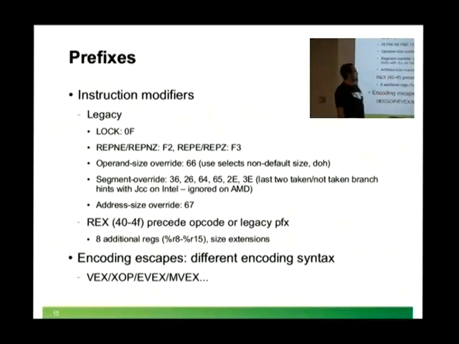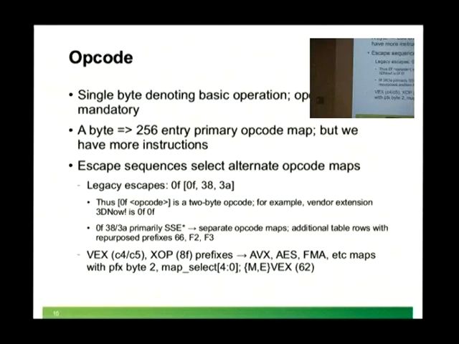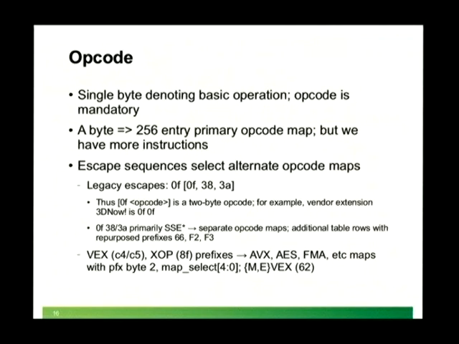Address size override. Then there's the REX prefix. The REX prefix is actually 16 prefixes, 40 to 4F, which is the AMD64 extension. And you laugh, I know why. But there's a reason for them to be 16. You're going to see later. And that gives you the additional registers and size extensions and fun like that. And then AVX.